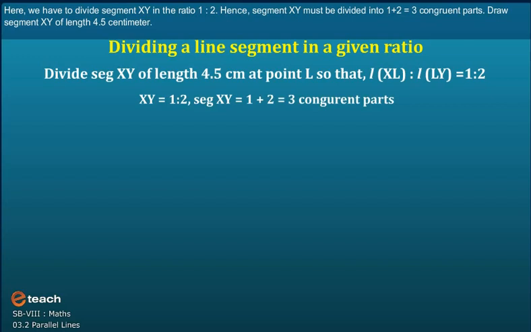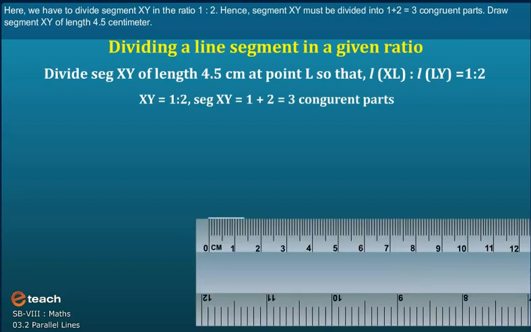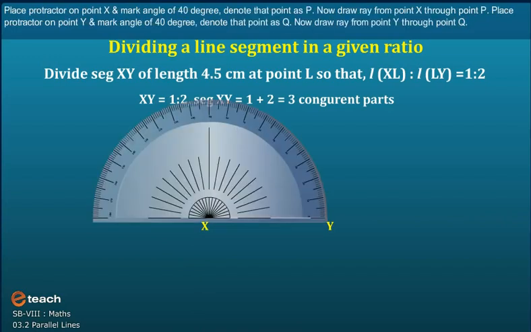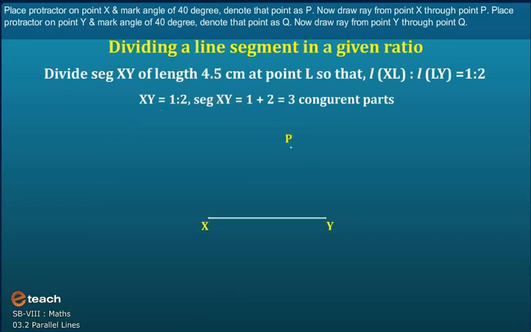Draw segment XY of length 4.5 cm. Place protractor on point X and mark angle of 40 degree. Denote that point as P. Now, draw ray from point X through point P.